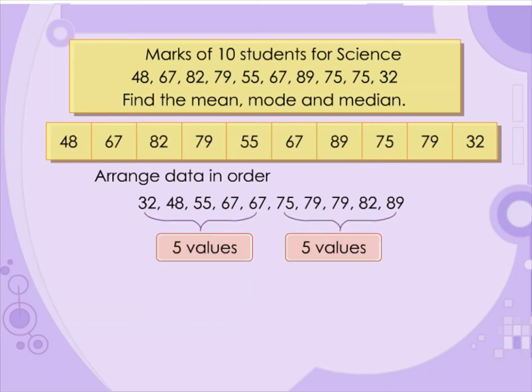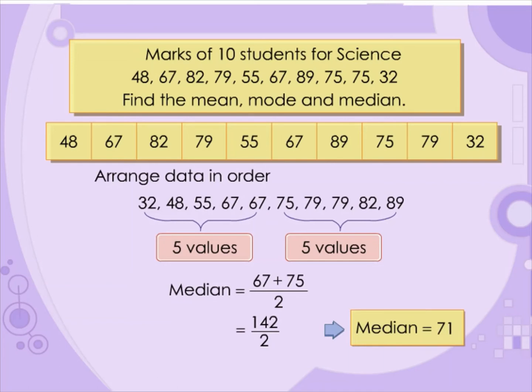Since there are 10 numbers altogether, the number in the middle is not a single number. The middle number is either the fifth or the sixth, which is 67 and 75. Therefore, the median would be the sum of two values in the middle divided by 2, which is 67 plus 75 divided by 2. This is equal to 142 divided by 2, which is equal to 71.